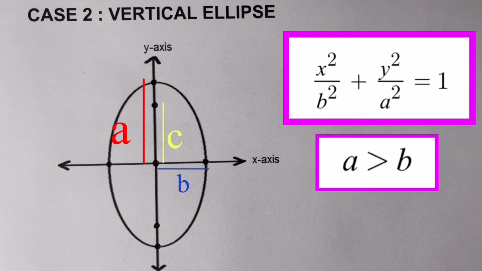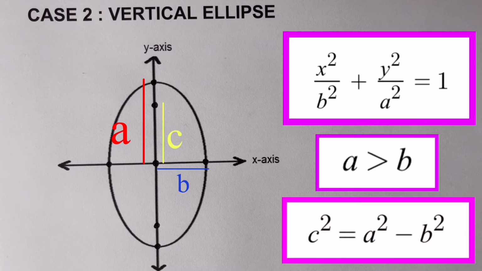Now, to determine the length of C, we are going to use the equation c squared equals a squared minus b squared. So these are the parts of an ellipse, and these are the two cases of an ellipse. Now let's go back to the problem.